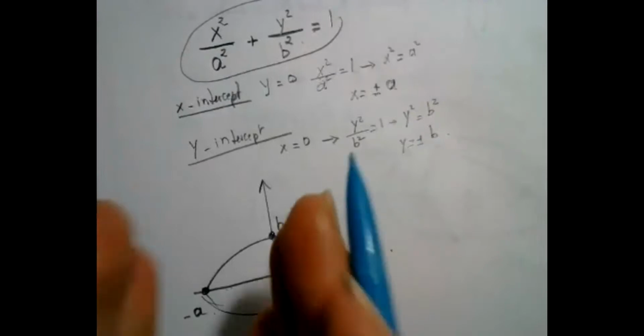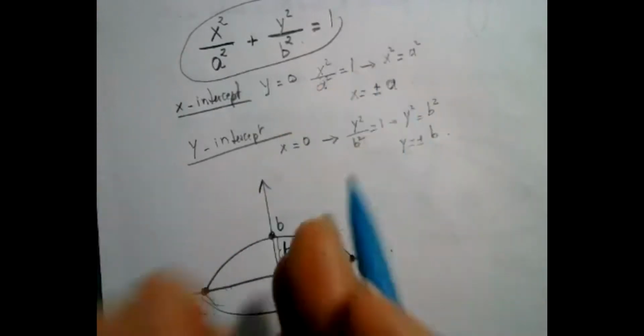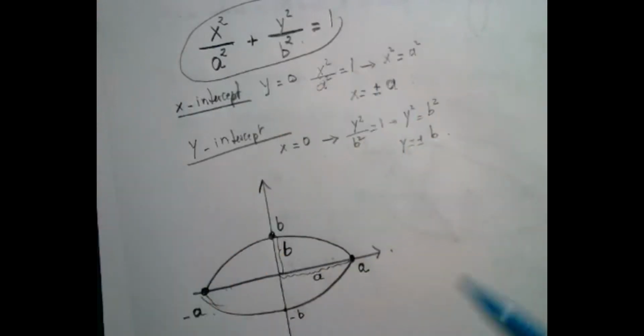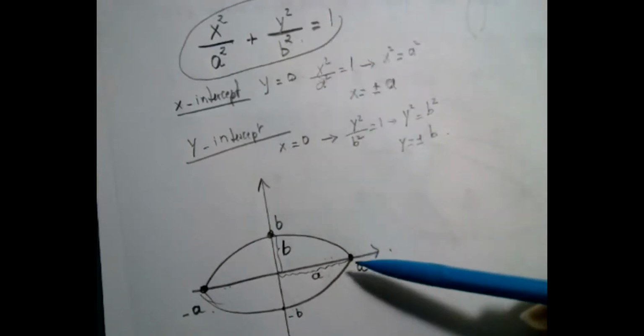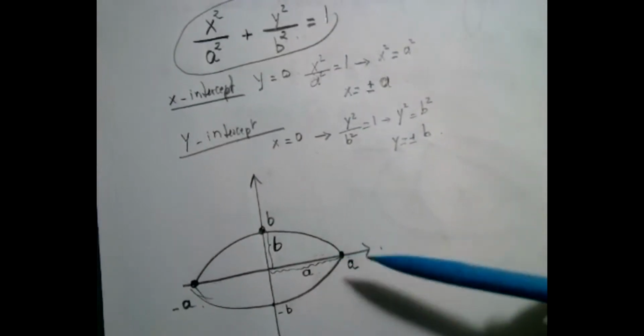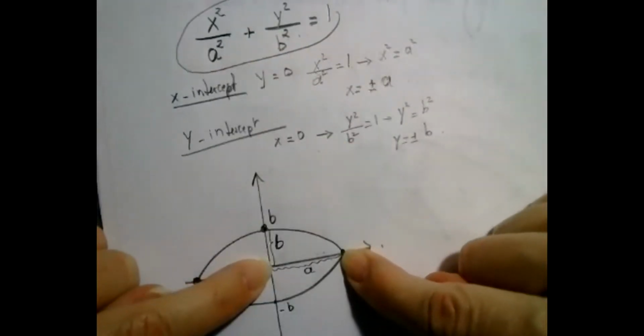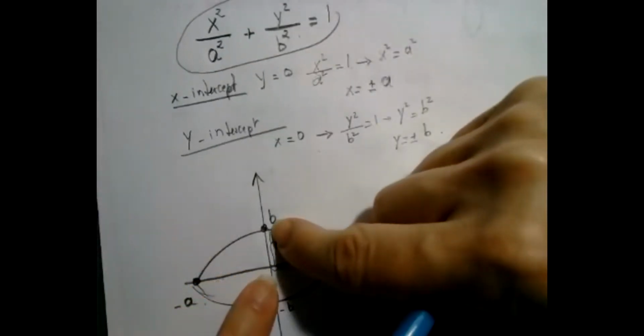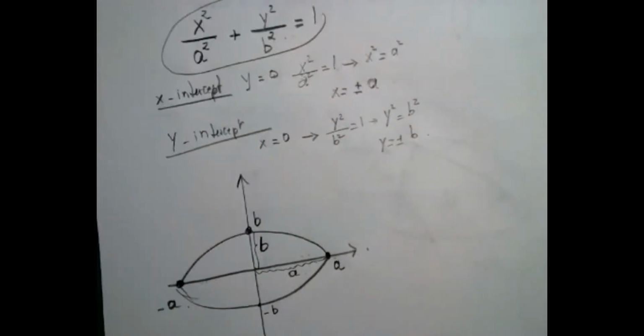So that's the equation. Whenever you see an equation like this, very specific, x squared over a squared plus y squared over b squared, and you graph this, you get an ellipse. What characterizes the ellipse? The a is from here to here, that's the x-intercept, and the b is from here to here.